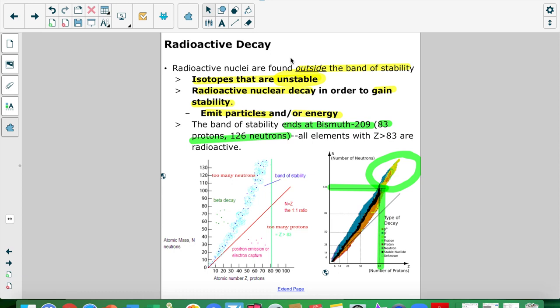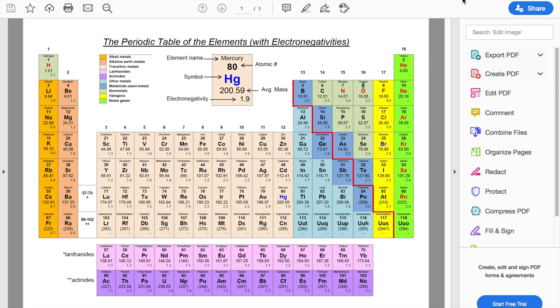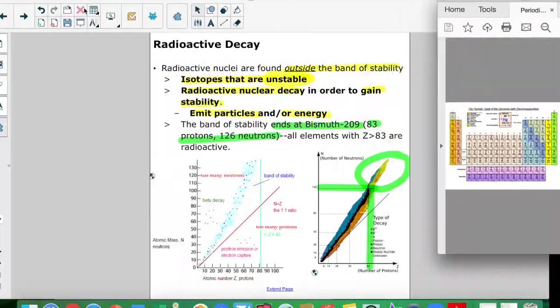After bismuth 209 in the periodic table, and let's go to the periodic table now so that you can see that, any isotopes that you're going to have over there are going to be unstable. Okay? All right.